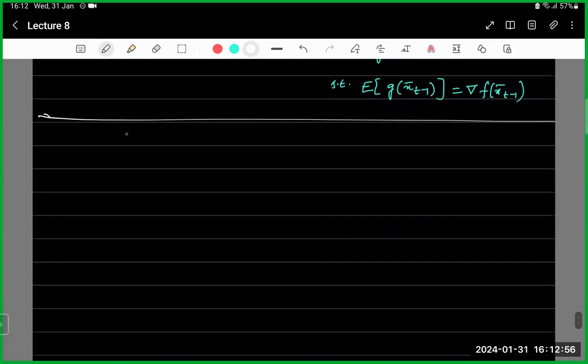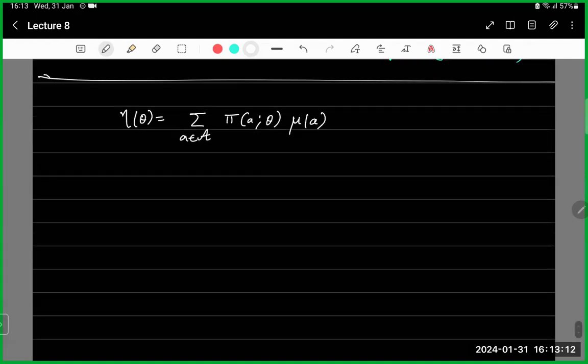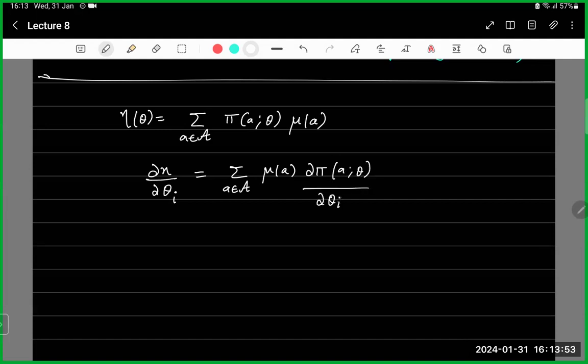Okay. So now let's go back to our eta of theta. So if this is our mu of a, ideally we would want to calculate the partial derivative of eta with respect to every parameter, right? This is what we ideally want. So this is equal to what? Mu of a is not dependent on theta, right? Mu of a is some constant which is not dependent on our policy, and only this part will be dependent on theta.